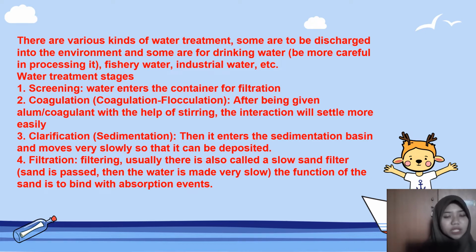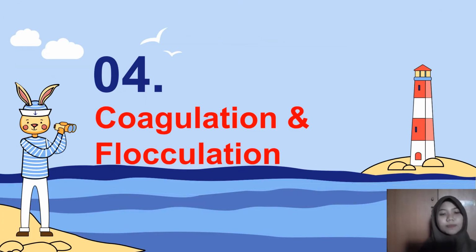4. Filtering. Usually there is also called a slow sand filter. Sand in paste, then the water is made very slow. The function of the sand is to bind with absorption events. And the fourth, coagulation and flocculation.